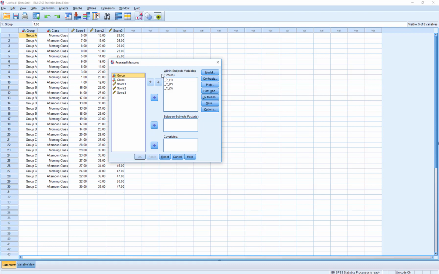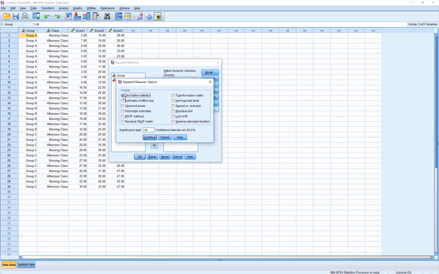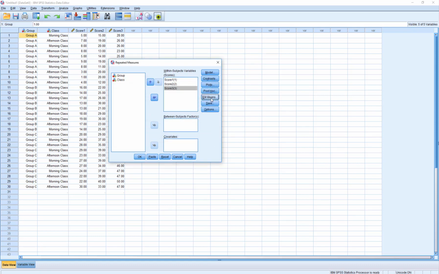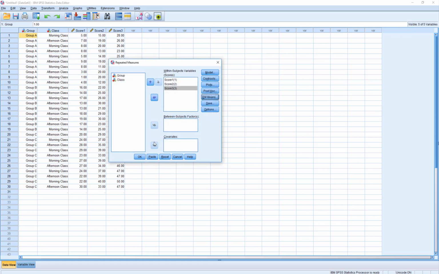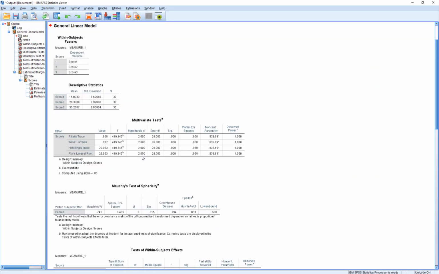Here we have the within subjects variables. I'm going to bring over score 1, score 2, and score 3. I now want to click on Options, Descriptive Statistics, Estimates of Effect Size, and Observed Power. Continue. Now I want to click on EM Means. Here, I'm going to bring over Scores, Compare Main Effects, and I'm going to select Bonferroni, which will adjust the confidence interval because we are measuring something more than one time. Continue. OK. Here is the output for the repeated measures ANOVA.